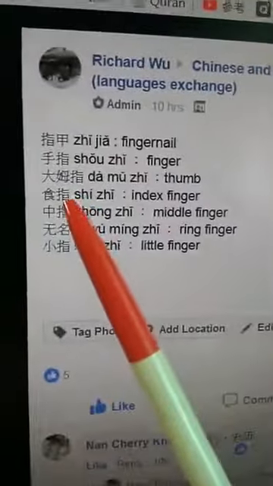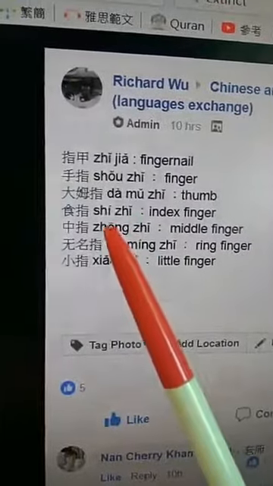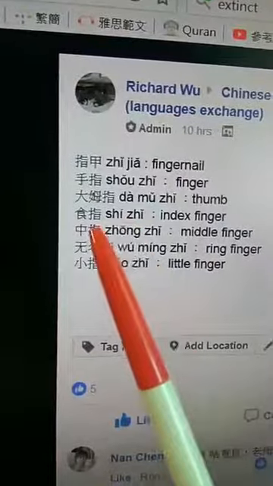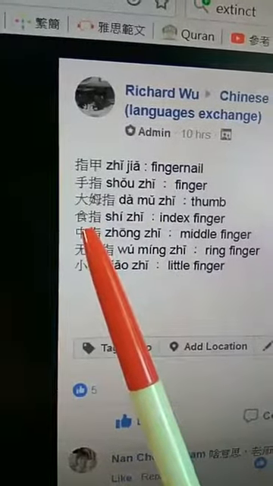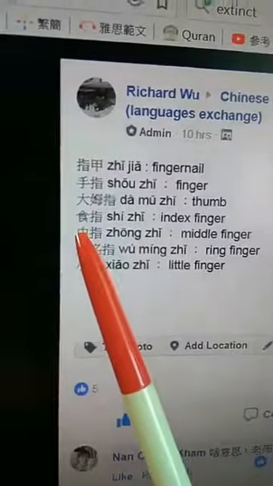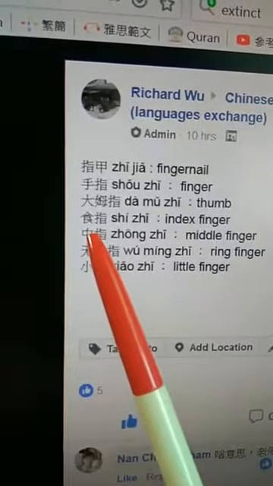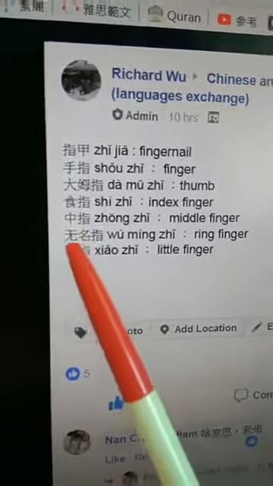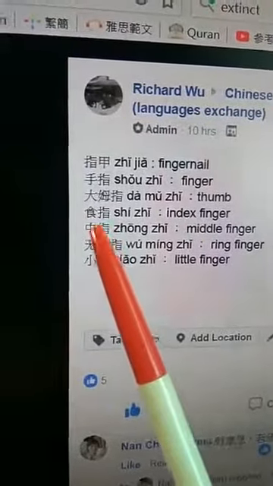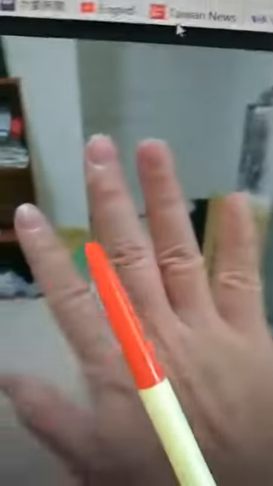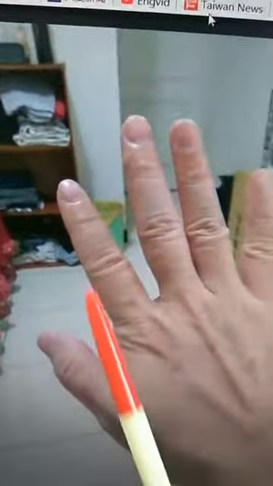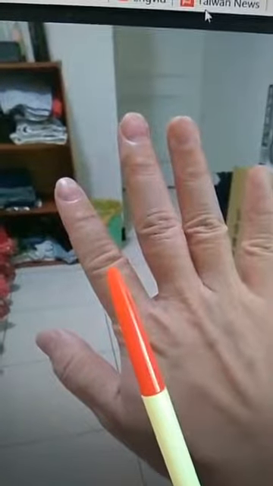And then 食指, index finger. 食 actually means eat. I don't really know why we call the index finger 食指, I don't really know that. 食指, index finger.